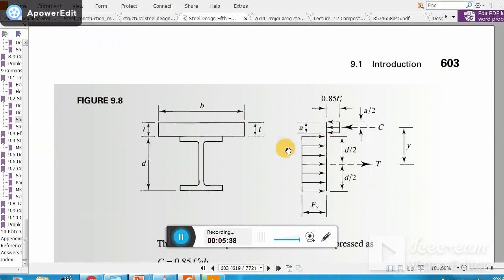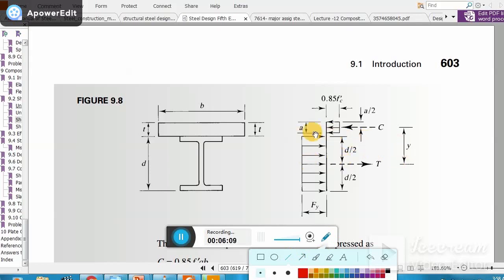The stress distribution is shown in the figure, this is your required figure, and you see the plastic neutral axis lies within the concrete section. You have to determine your Y distance, that is the lever arm. Okay, how do we find this distance Y? Simple, it is d/2 plus you need to add the thickness of the concrete. Okay, this is a simple calculation. Okay, remember, this is not tricky.